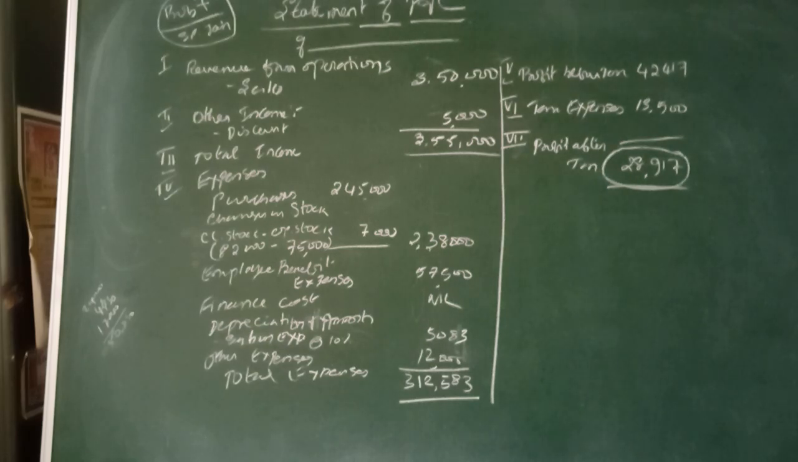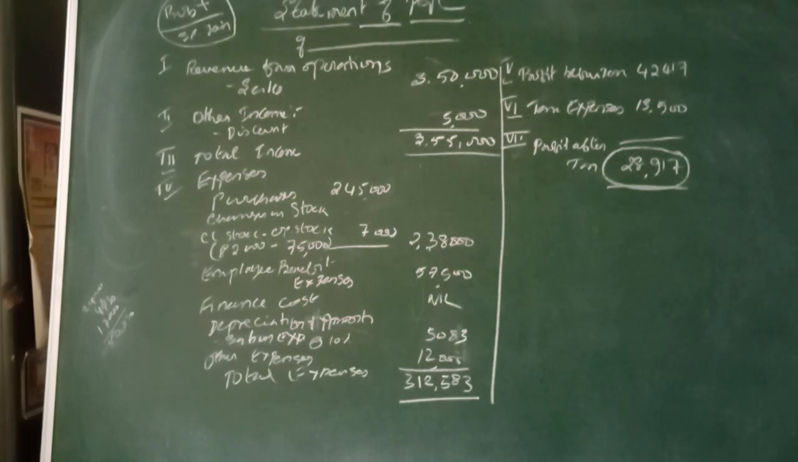What is the format for that? We have to take first revenue from operations, then add other incomes, total income we will get. Here in this question, we are given the sales, as far as the credit side is concerned. We are given the sales, the discount received, any other income received. Those incomes received should be taken in other income.